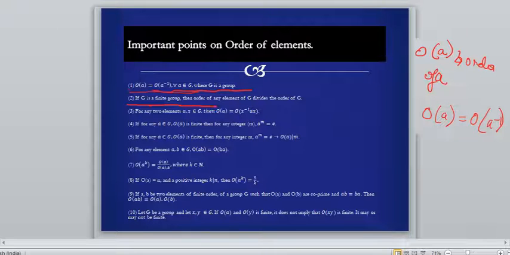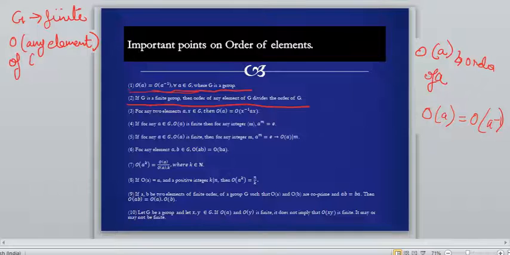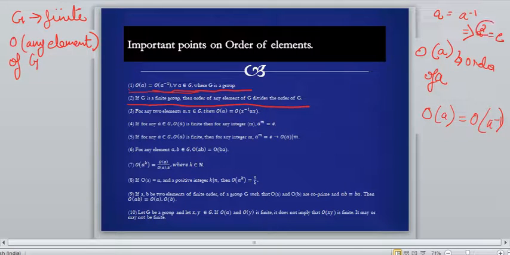It says, if G is a finite group, then the order of any element of G divides the order of G. In the previous video we spoke about the order of an element. I showed you how A is equal to A inverse, that means A square is equal to E, so the order of the element is 2. That's how you find the order of the element.